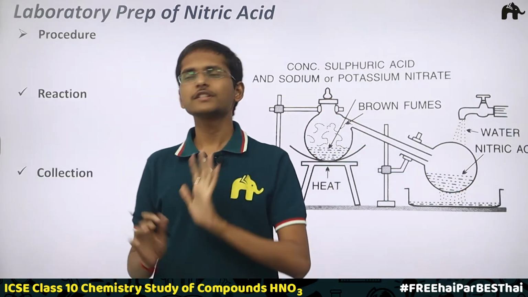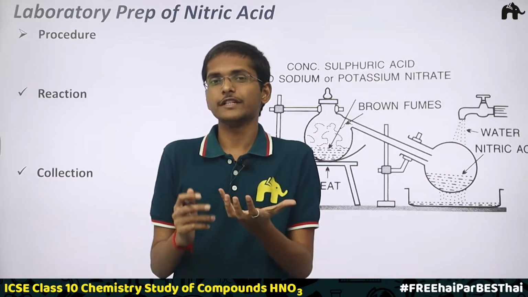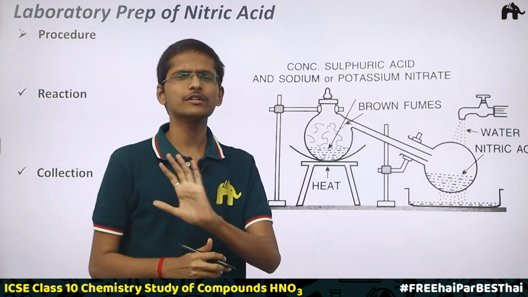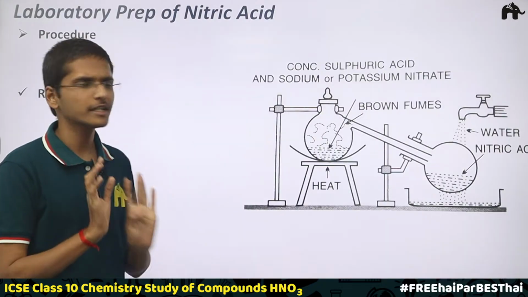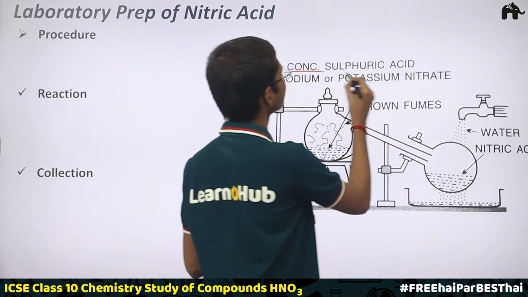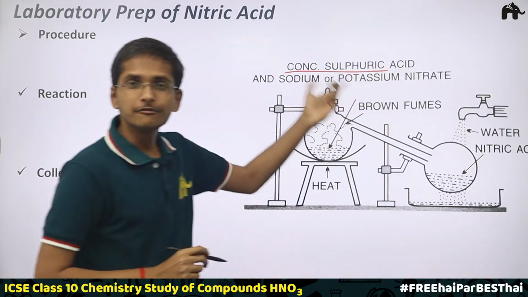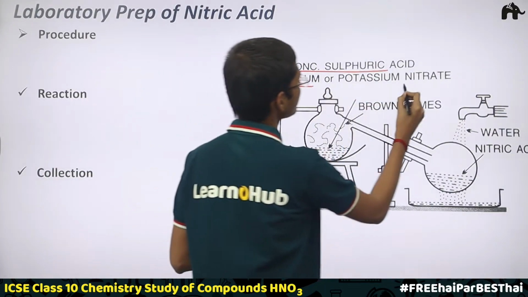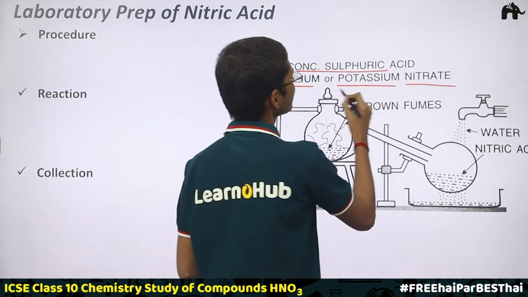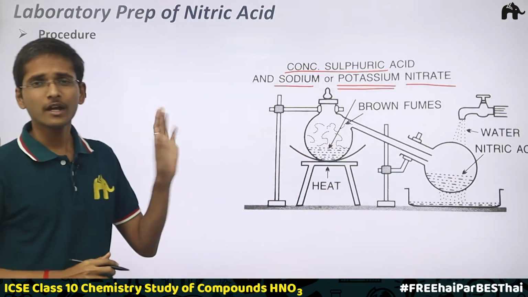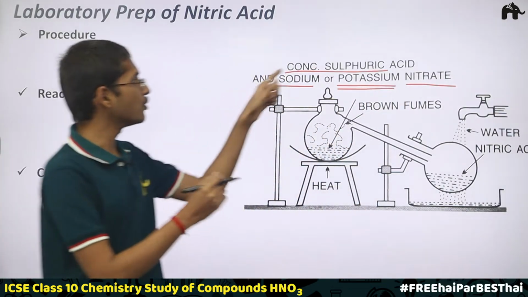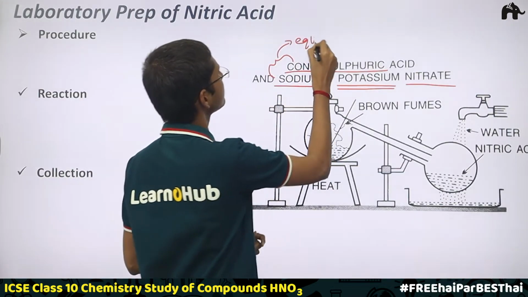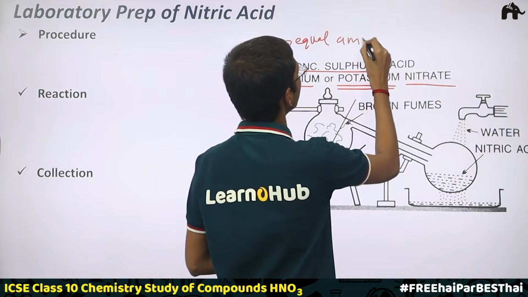Now let's start with the procedure, but before that we need to take the reactants from which we are going to prepare our nitric acid. Very simple, two reactants. First is concentrated sulfuric acid, and we have a choice for the second reactant. We can take either sodium nitrate or potassium nitrate, any one of them. But make sure that both are taken in equal amounts.